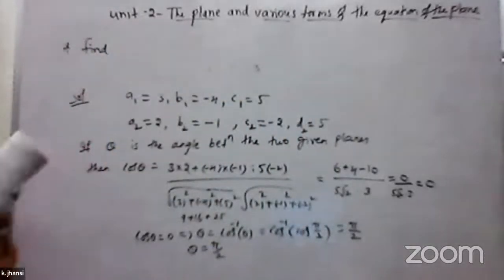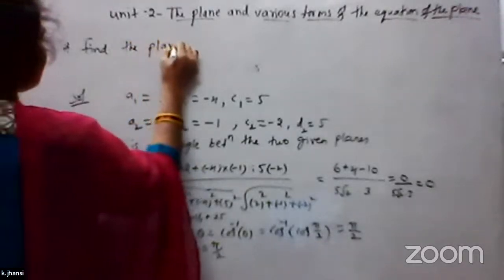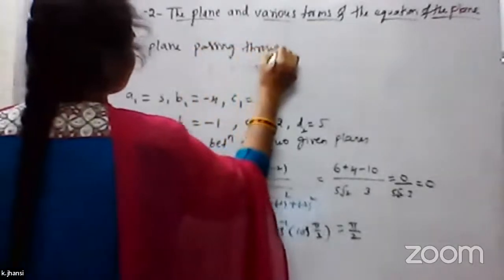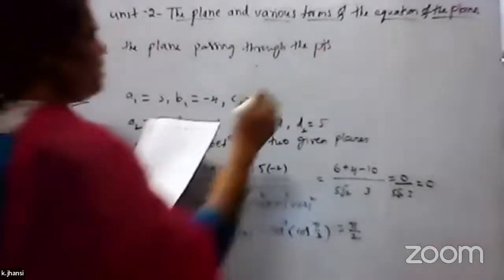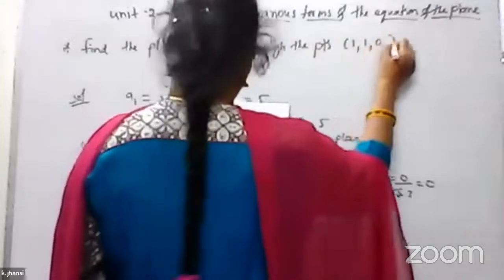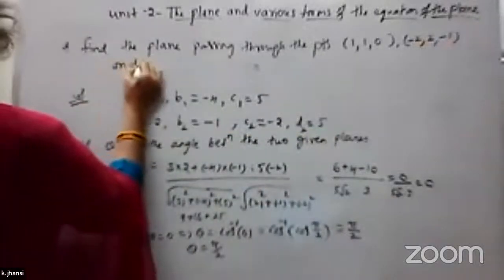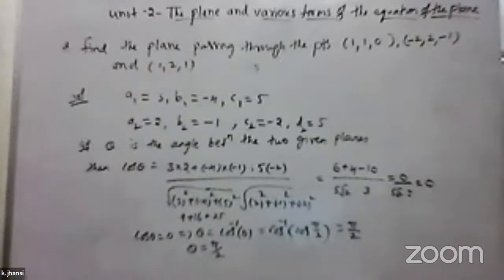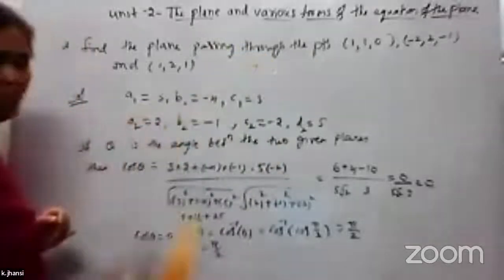Okay, the problem will be like this. Find the plane passing through the points 1, 1, 0, next we have minus 2, 2, minus 1, and 1, 2, 1. So we have to find the equation of the plane with the help of these 3 points.